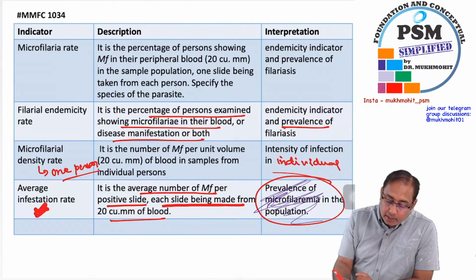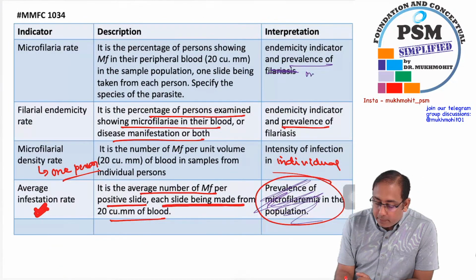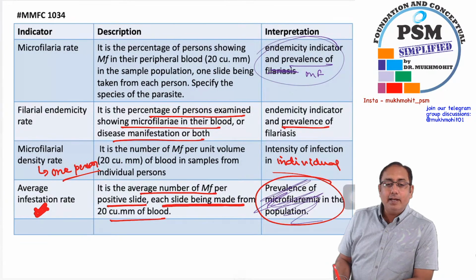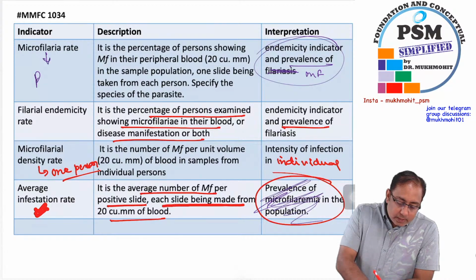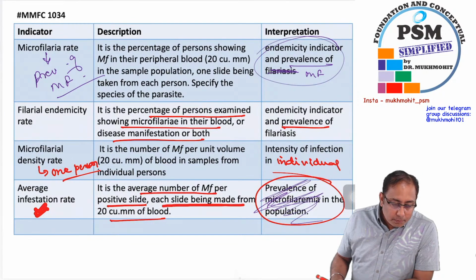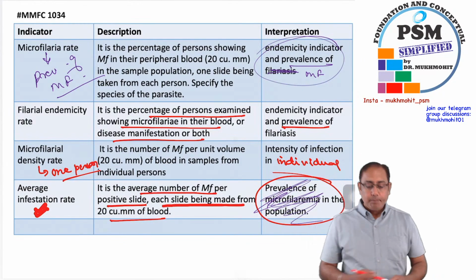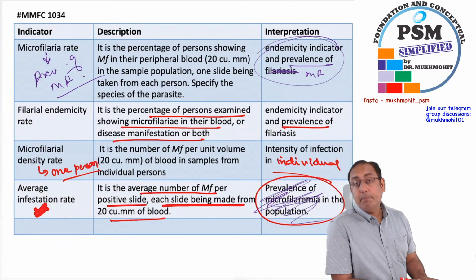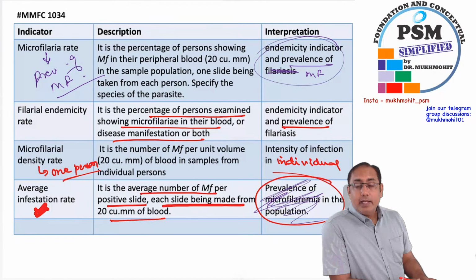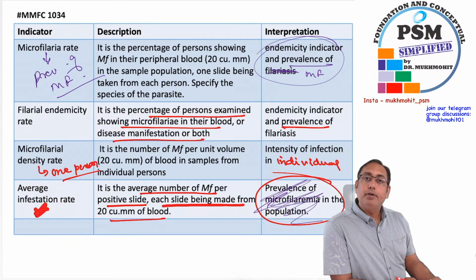Prevalence of microfilaria is given as the microfilaria rate. Microfilaria rate will tell us about the prevalence of microfilaria in the population. Okay, so Parna, Prachi, that was just for your doubt. Average infestation rate will just tell us the average number of microfilaria per positive slide. So if there are 10 positive slides, out of the 10, what is the average number of microfilaria? It will tell us about the burden of microfilaria in the community.